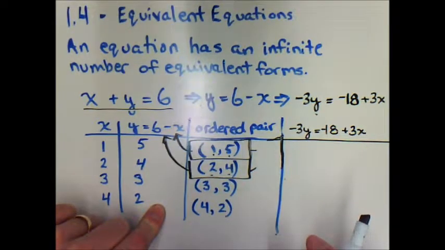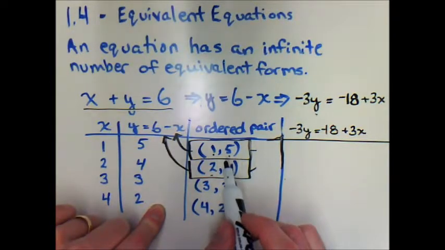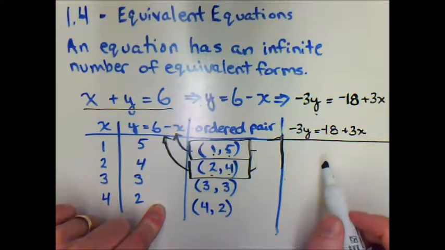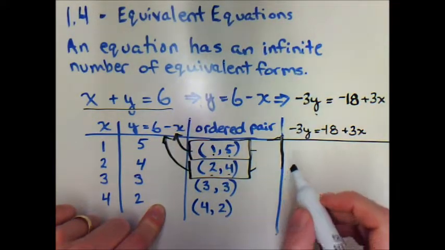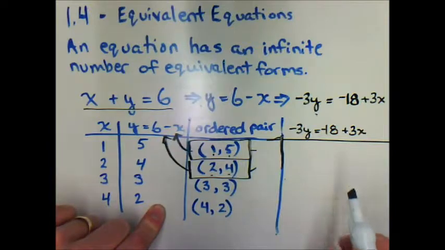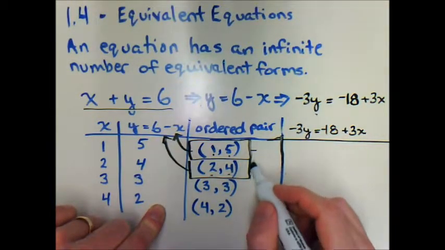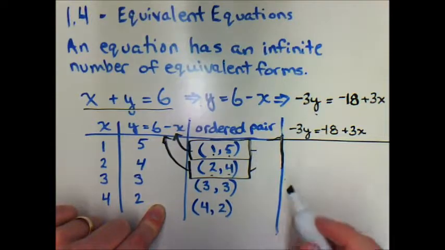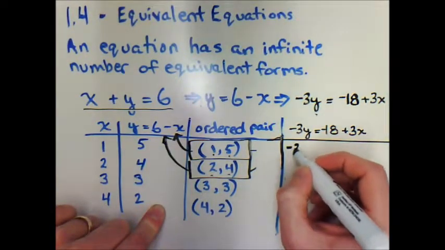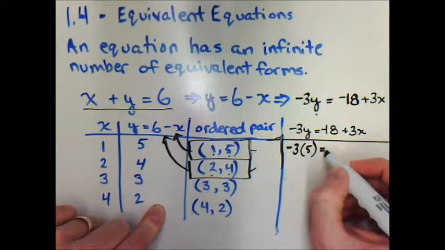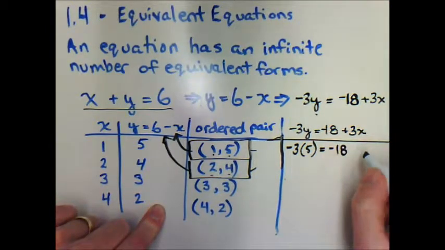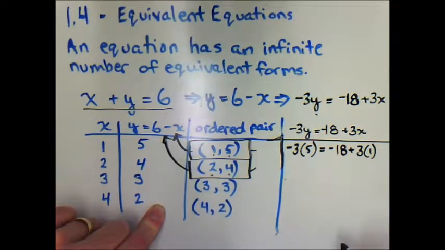How will I know if it's an equivalent equation? Yeah, if the ordered pair 1, 5 satisfies the equation, then it should be equivalent. But I have to check more than one point. It could just be a point of intersection. So in order for it to be the exact same equation, actually all the ordered pairs would have to match up. So let's try. We've got -3 times 5, and we're hoping that it's equal to -18 plus 3 times 1.